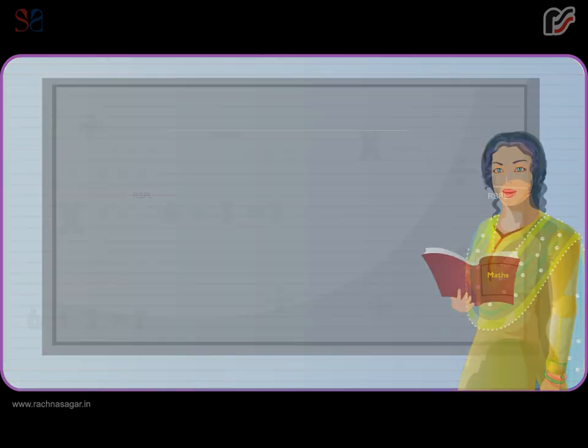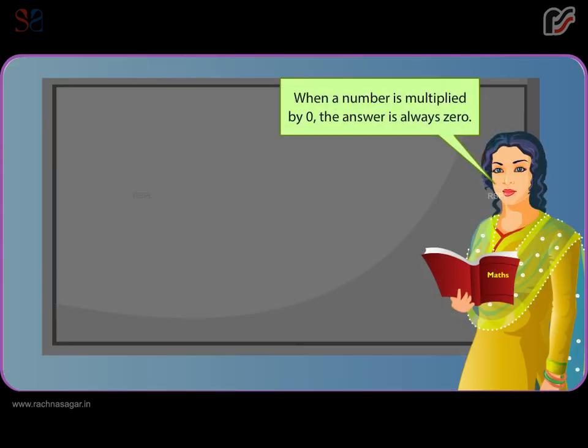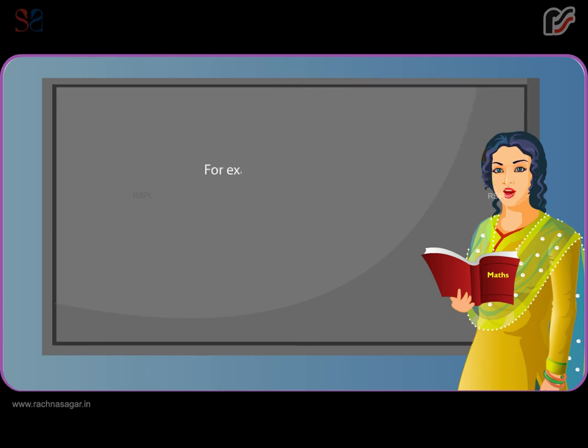Multiplication facts. When a number is multiplied by 0, the answer is always 0. For example, 2 into 0 is equal to 0. 7 into 0 is equal to 0. 4 into 0 is equal to 0.